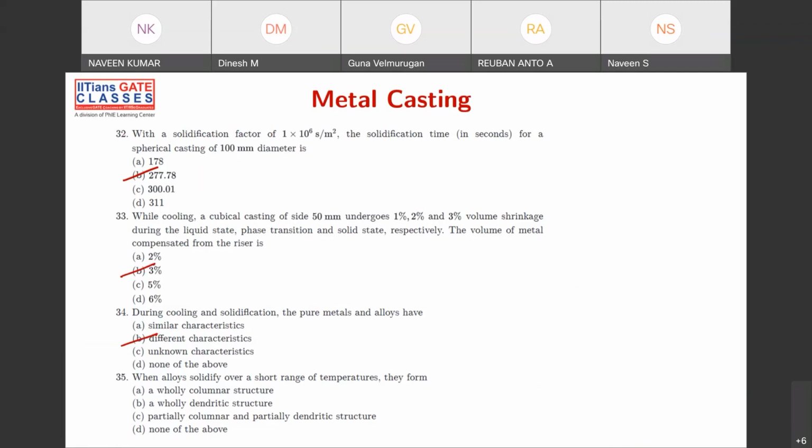When alloys solidify over a short range of temperatures, then they form. Oh, I didn't say this, huh? Okay. Any guess? Anyone who can guess this? I didn't say this, but anyways, I'll try to justify the answer.